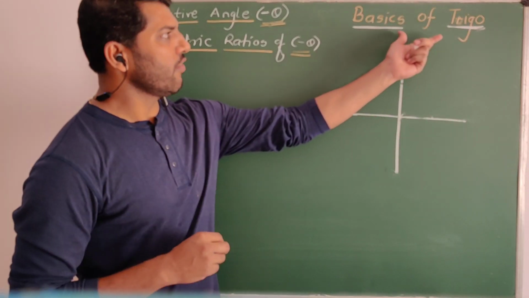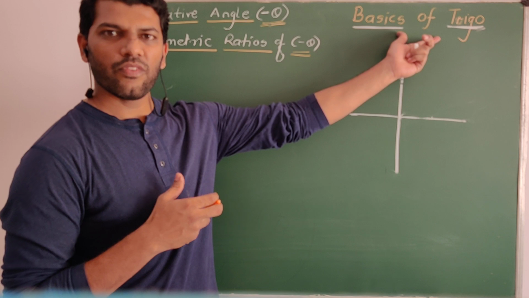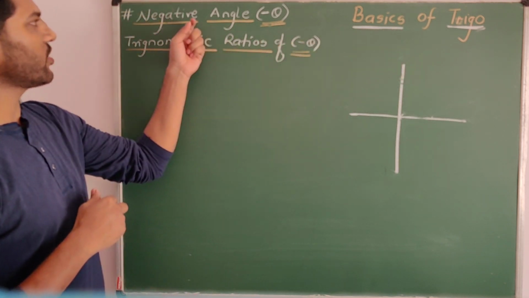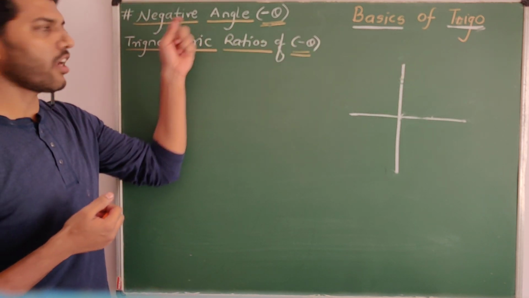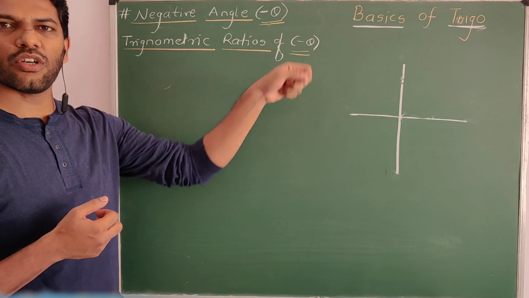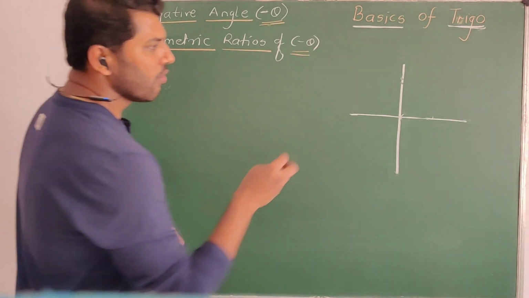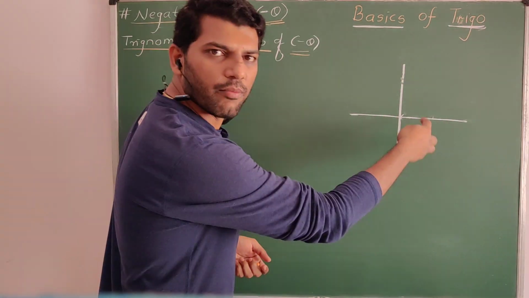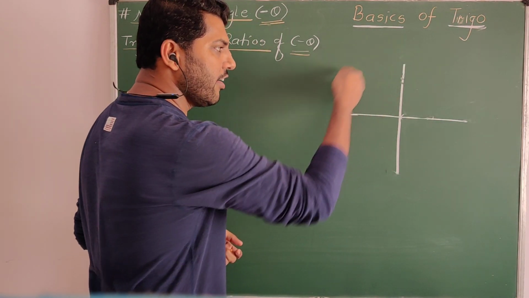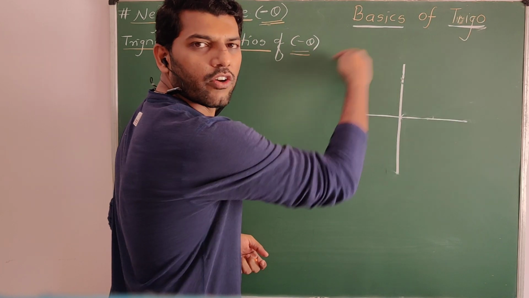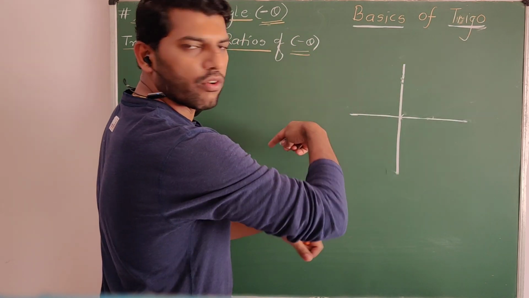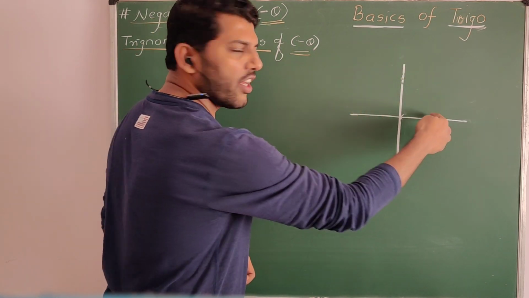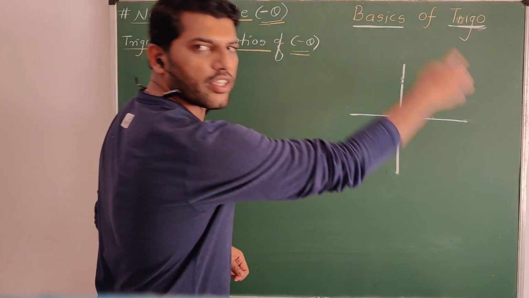So we are continuing with the basics of trigonometry, and today's topic of discussion is what is a negative angle and how to find the trigonometric ratios of a negative angle. So what is a negative angle? There are two ways in which we can measure an angle: anti-clockwise direction, which means opposite to the direction of the clock, and clockwise direction.